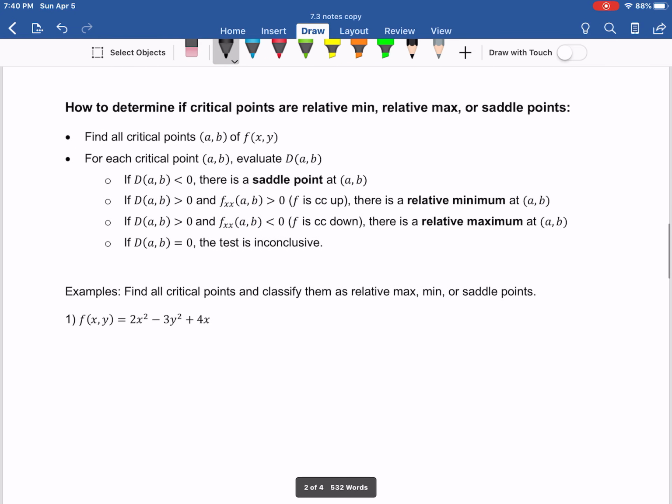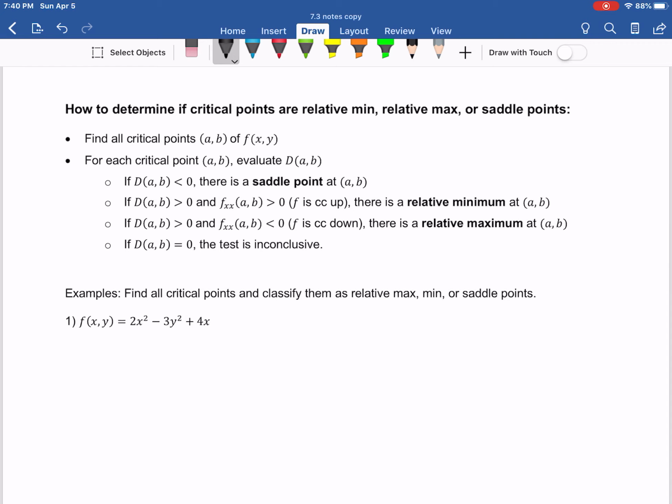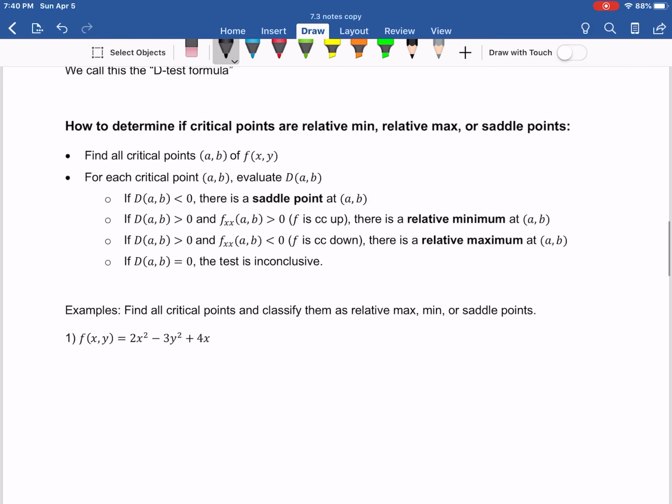The process to figure out if your critical points are relative min, max, or saddle point, that would be neither, is first of all, find those critical points, those (a, b) ordered pairs of your function, and we'll discuss how to do that. The next point says to figure out the output for D(a, b). And so if you have multiple critical points, you're going to take each of those (a, b) values and plug them into your function D for x and y.